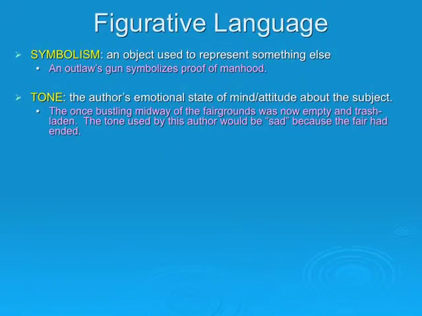Okay, we talked about symbolism yesterday, but a symbol is an object used to represent something else. So if you're reading a story about an outlaw and he's got a gun, that might symbolize his proof of manhood, toughness, tough guy.